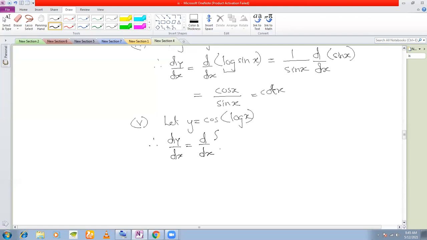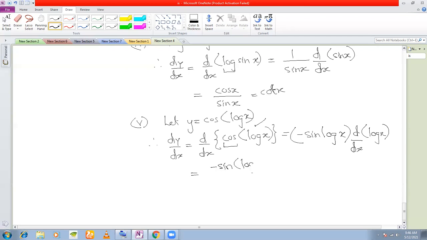Would you like to try this? So minus sin x and 1 by x. It is a product of minus sin and sin x. We are differentiating cos to get minus sin, but sin of what? What is within the cos? Sin log x, isn't it? And then into the differentiation of log x. So be very careful here. Now d/dx of log x is 1 by x, so you simply get minus sin log x divided by x. That's it.